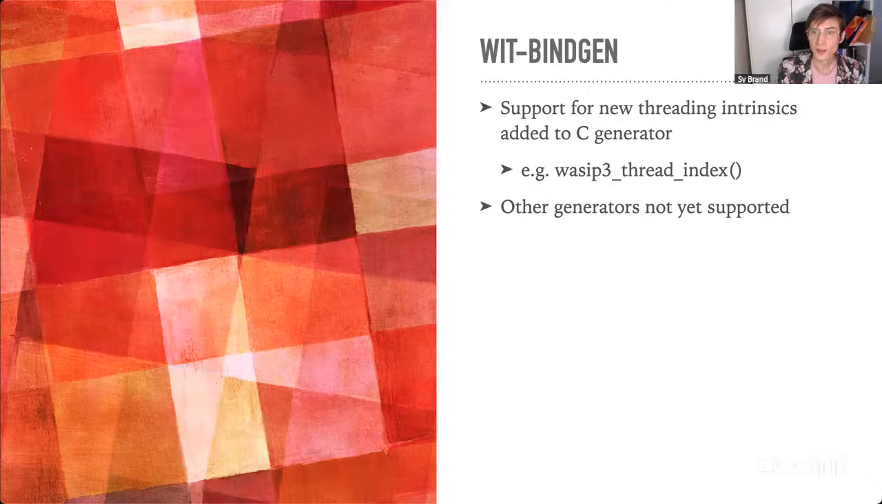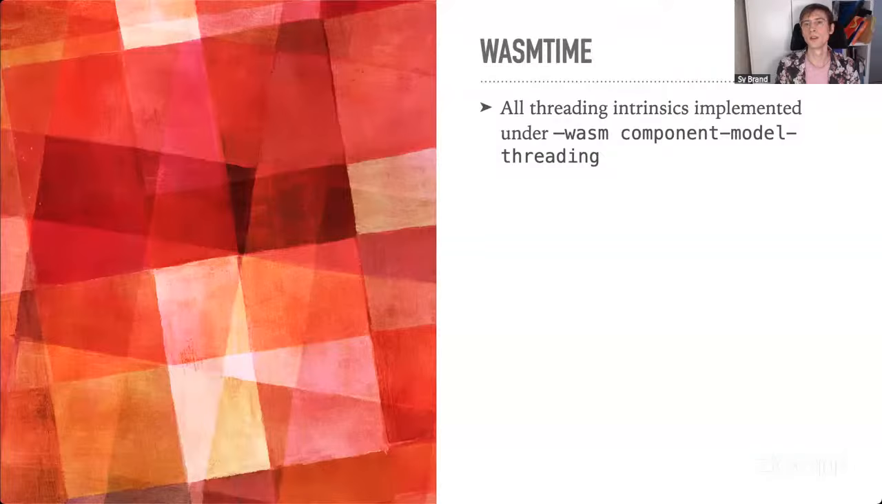With bindgen, that needs support for the new threading intrinsics. Right now, that's just in the C generator because I needed it. The other ones are not yet supported, but it should not be too much work to add them if that's something that you need. In Wasmtime, all of the threading intrinsics are implemented. They're under this component model threading feature flag.